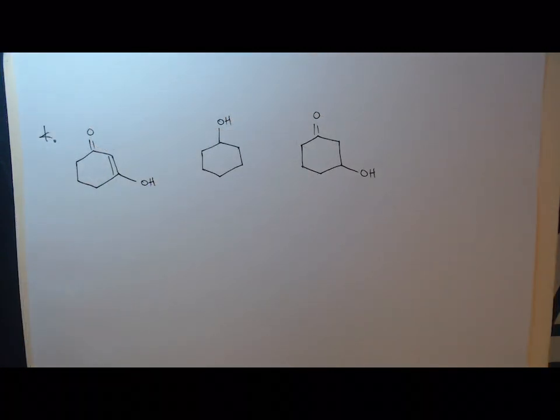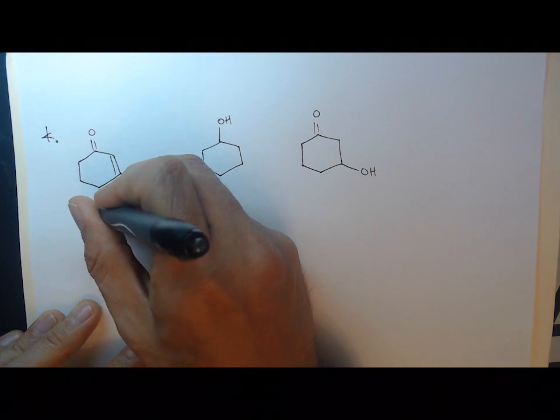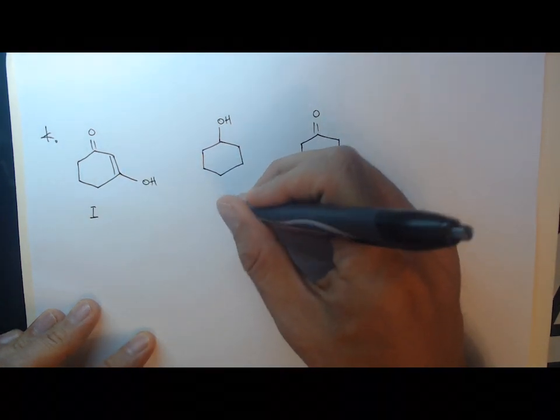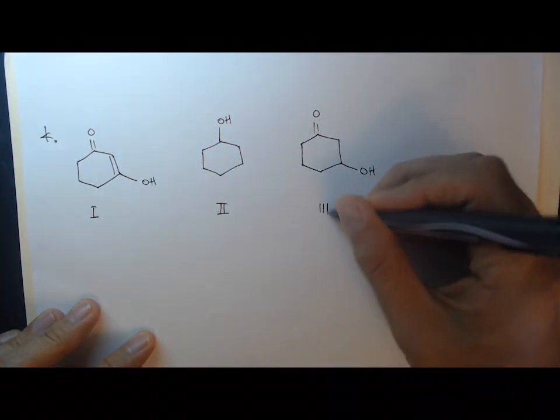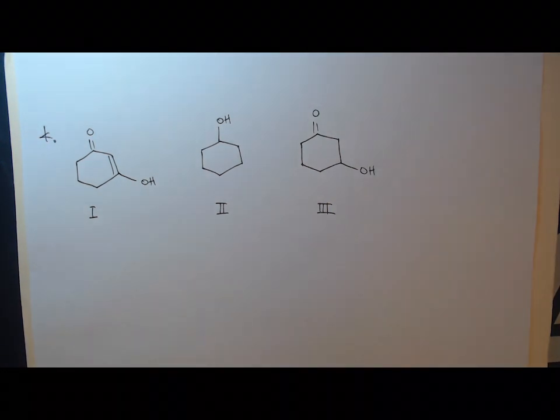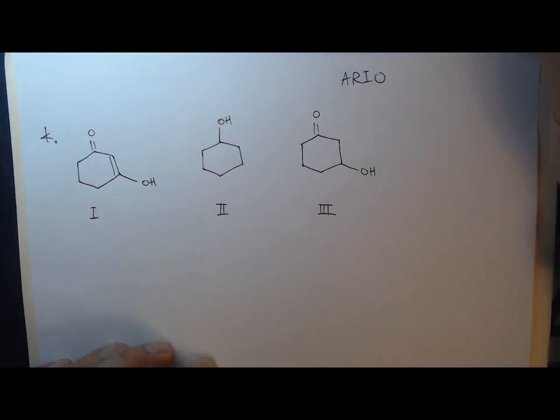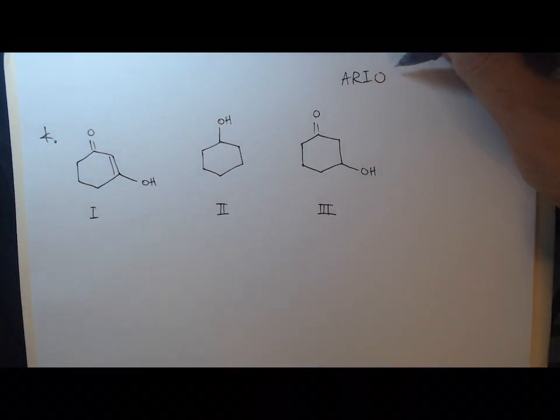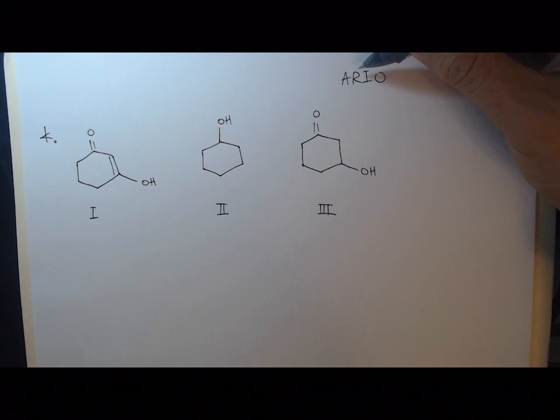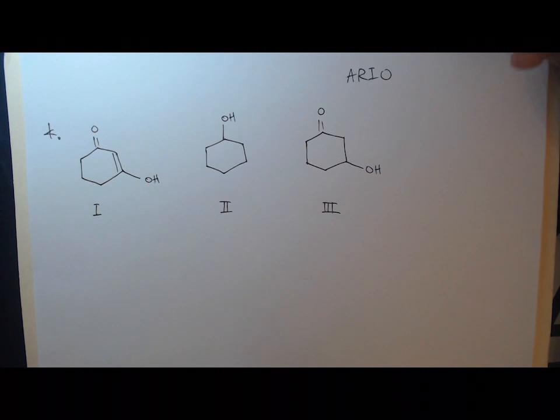For number 4 here, I was asking you guys to rank the following from, I believe it's most to least basic. Let me double check. Yeah, most acidic to least acidic is what I was asking for. So remember we had the acronym ARIO. You should have learned this last semester. This is the order of importance for ranking acidity. It goes atom, resonance, induction, orbital.